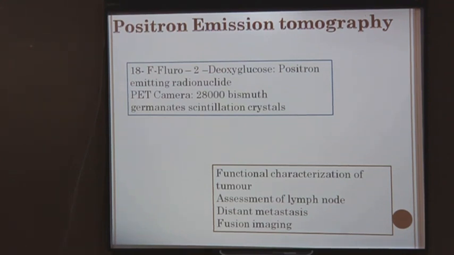This is the positron that you are using in positron emission tomography. It's basically a radionuclide product. And I told you there is a gamma camera for bone scanning. What you are using here is a PET camera.